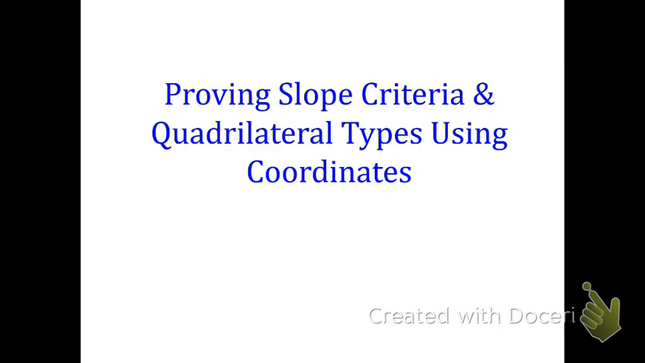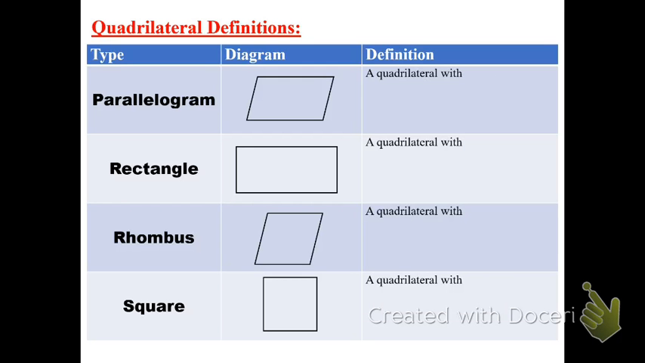This video will look at proving slope criteria in quadrilateral types using coordinates. That means we'll be looking at graphs to prove these. To begin, let's look at our quadrilateral definitions. I recommend that you fill in the diagram with the marks and write the definition as we go along.